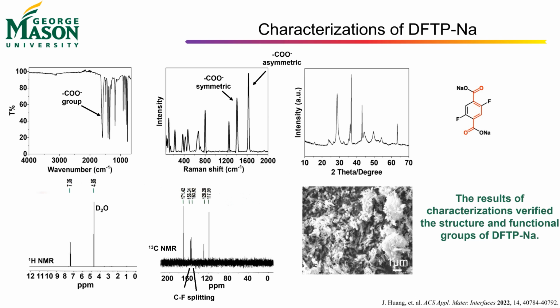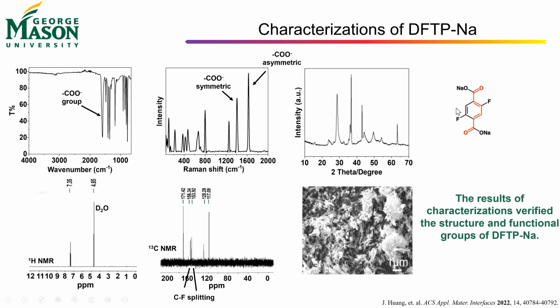And the XRD spectra provides clear peaks, which means the product has a crystal structure, which can also be proved by the SEM image. You can see in the SEM image, it clearly shows that DFTP sodium has the shape of small rods. And finally, we determine its structure by proton and carbon NMR.